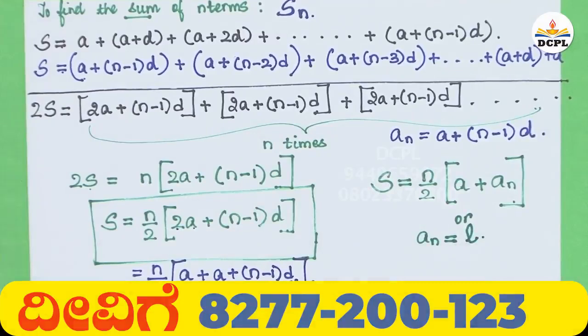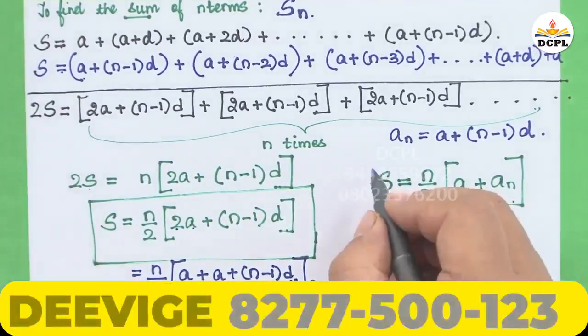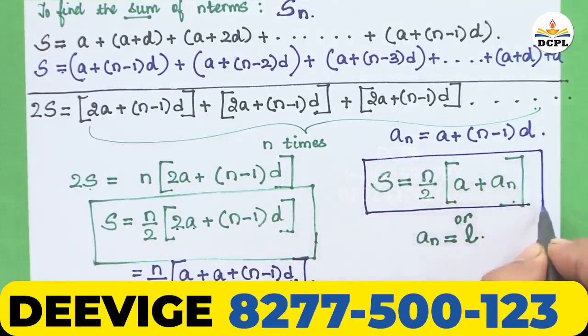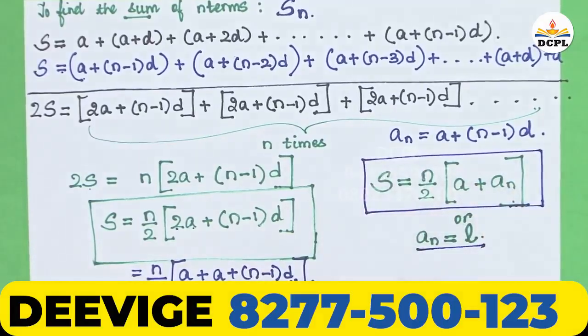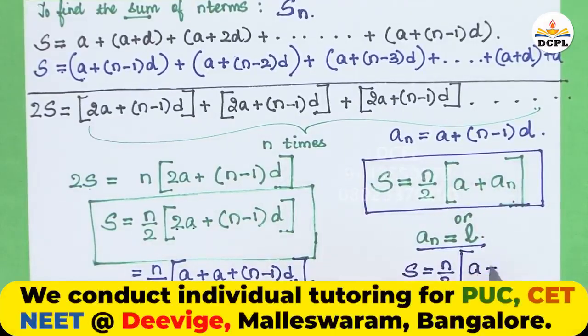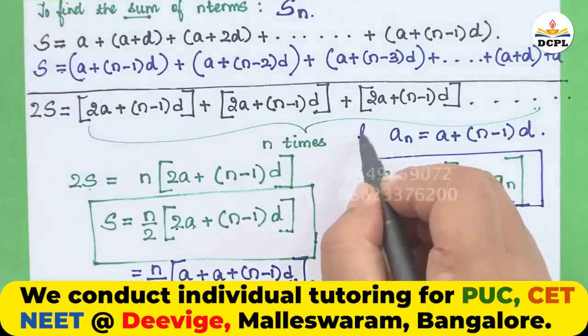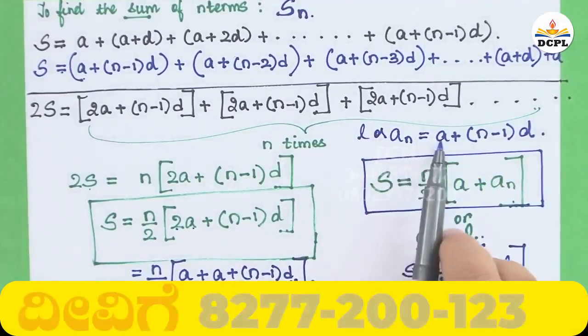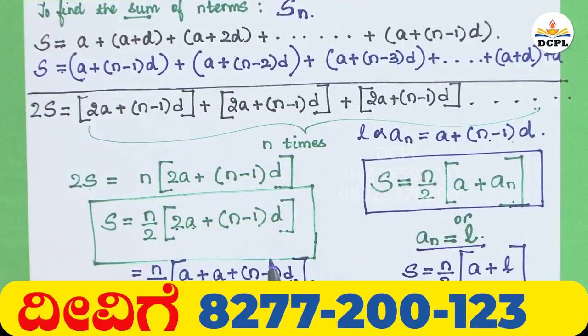So the formula can also be rewritten as, this is another important formula, since an is equal to L, S can be written as n by 2 into a plus L. So clearly L is equal to a plus n minus 1 into d.